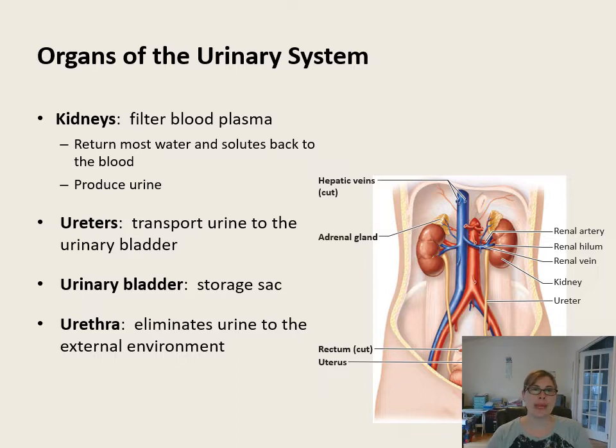So these are the four main organs of the urinary system. First one is the kidneys. That's the most complex. That one we'll talk about the most. The kidneys are going to filter the blood. It says blood plasma here, but it's really the blood in general.